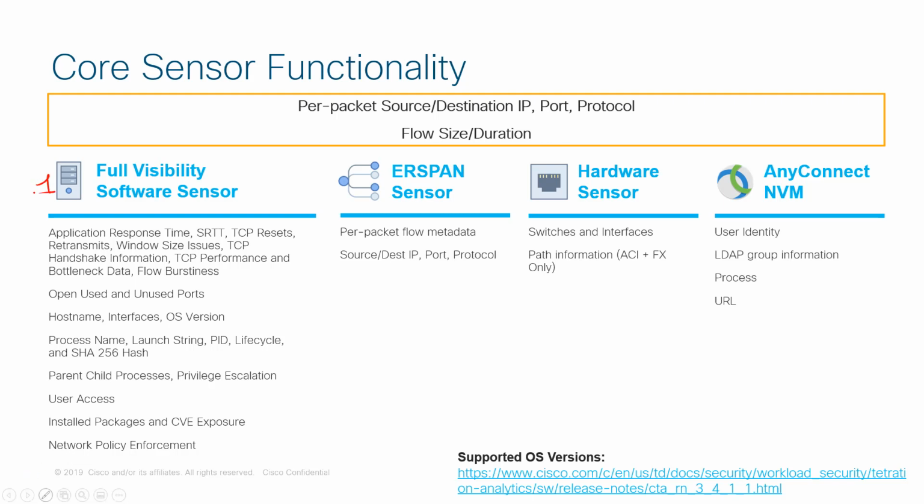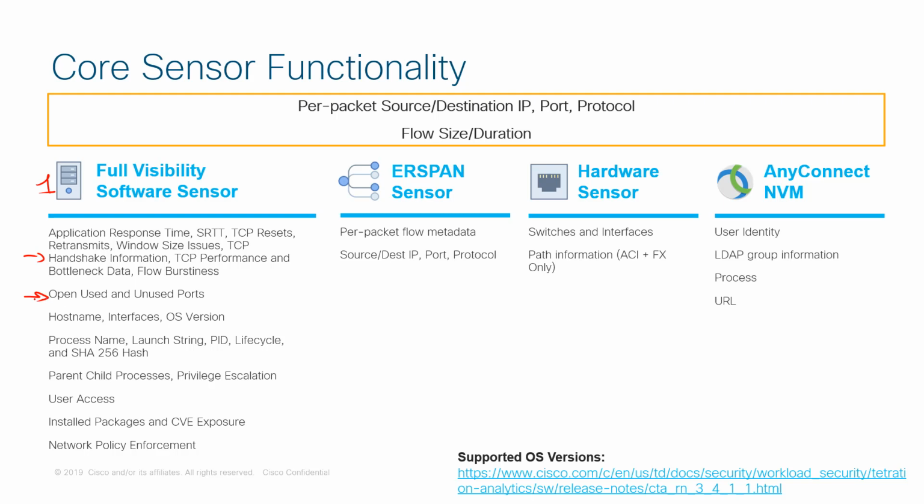So the first thing is what we call the full visibility sensor. This is what's going to give you all of the in-depth information around your network conversation. You're going to be able to see things like latency, dropped packets, and when you have a problem in your network. And not just that, you're going to be able to put together a very fine-grained policy that you can have high confidence is actually correct.